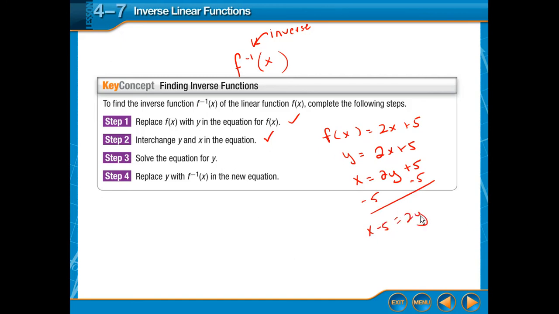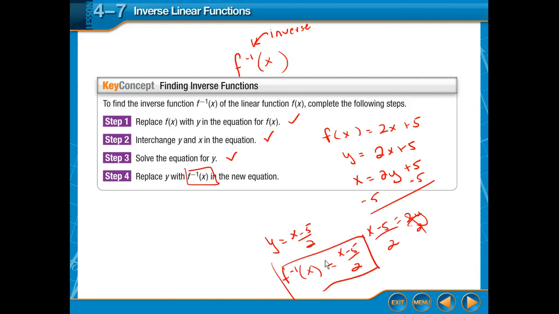And then I would divide everything by 2. So y would be (x minus 5) over 2. And then the last step, once the y is by itself, is instead of calling it y now, we want to call it f inverse of x. So f negative 1 of x equals (x minus 5) over 2. And now I have my inverse function.